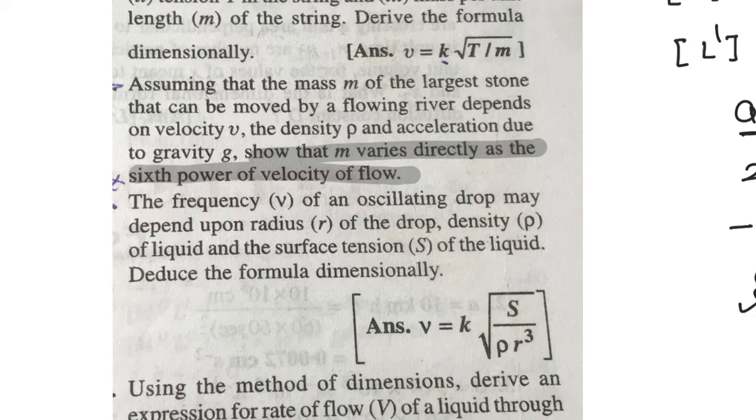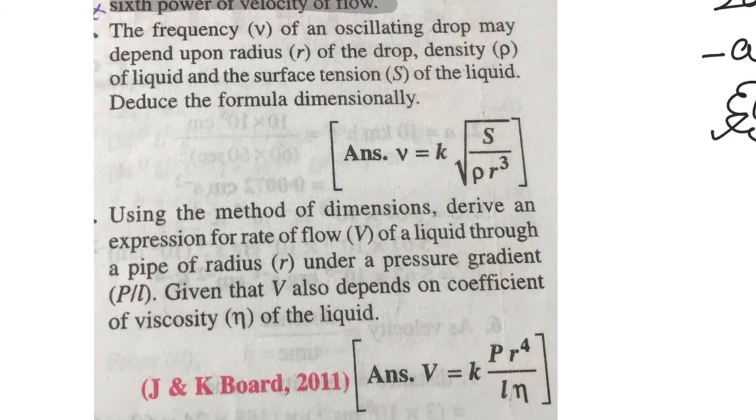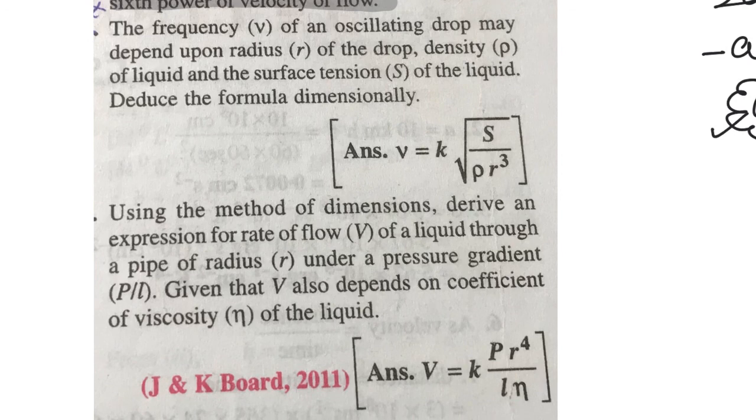Now class, move to the next one. What is the next one? In the next one, the frequency. What is frequency? It is the reciprocal of time period of an oscillating drop, and may depend on the radius of the drop, density of the drop liquid, and surface tension S of the liquid. This surface tension we will also study in our course. Surface tension means force divided by length. For now, surface tension is force divided by length, so I think you can easily find the dimensional formula.